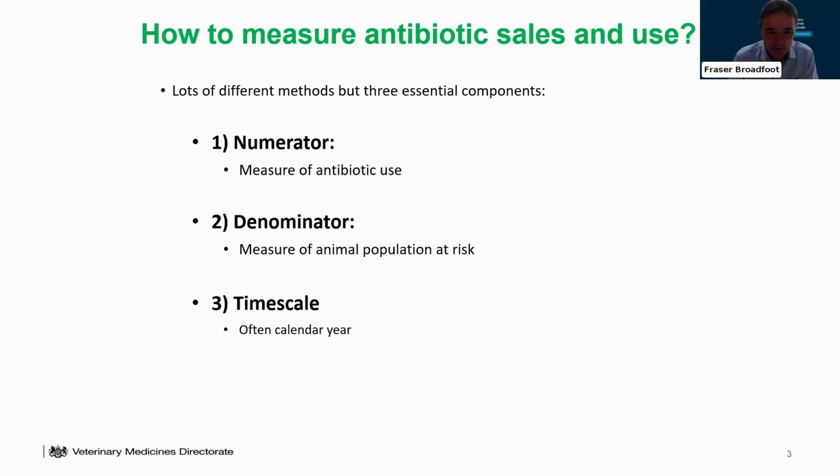So I think it's important ideally to have a denominator, and certainly if you're going to be using any metrics to compare sectors or to compare countries or to compare farms, you do need a denominator, because some farms will be bigger than others. What we're interested in is relative use of antibiotics relative to the size of the farm, or the number of animals in the farm, or the number of animals in the country.